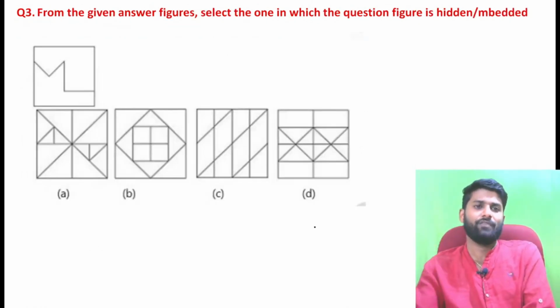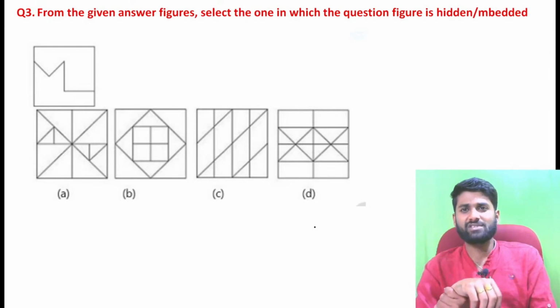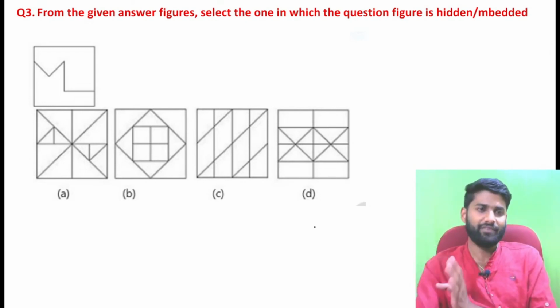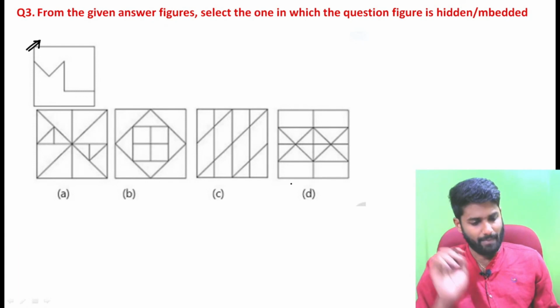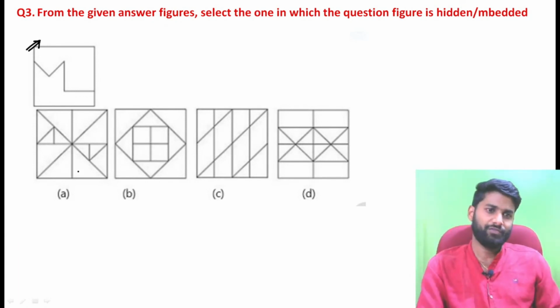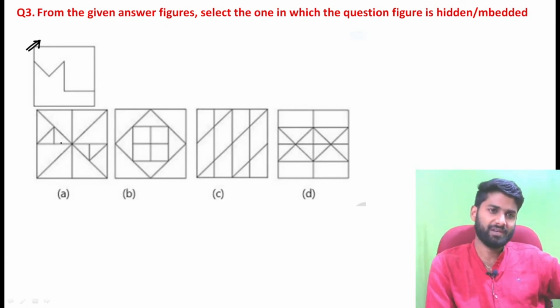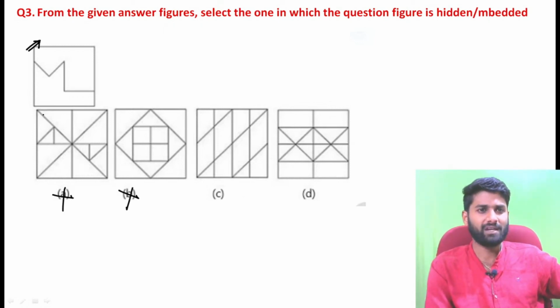Next. From the given answer figures, select the one in which the question figure is hidden or embedded. Whatever the question figure they have given, we want that shape in the particular option. Just go through the options, guys. Embedded figures or hidden figures. See, guys, if you go through the first option, we want the shape. For example, here we have a V shape, but there is no diagonal shape, so definitely A is eliminated. In B, there is no particular type of this V, guys. If you go through C, sir, we have a V here. Okay, no problem. Here we have a V.